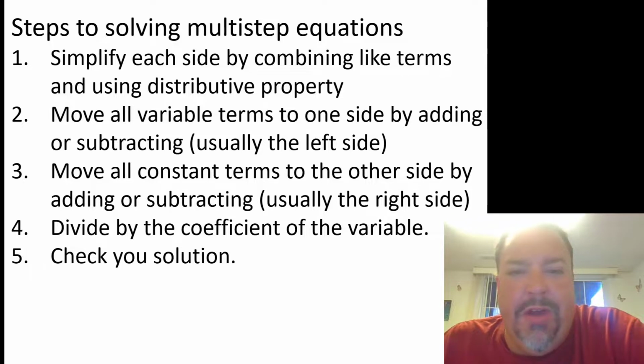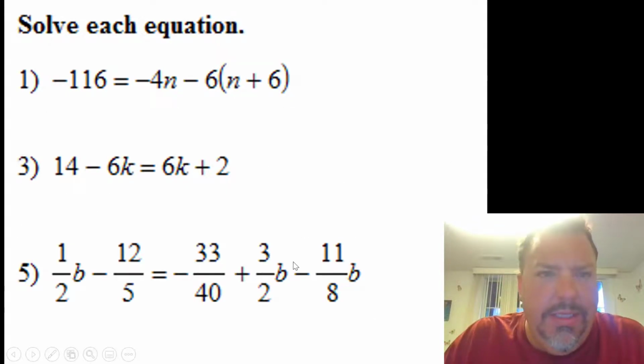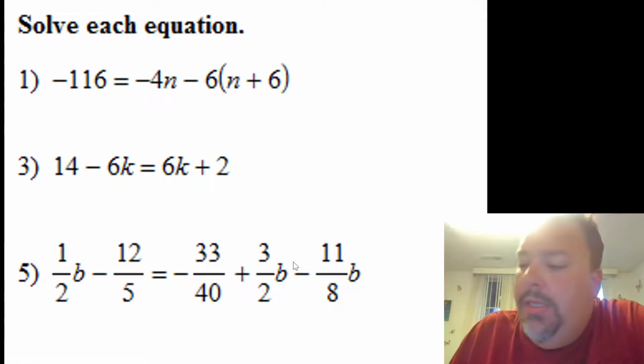Step 3 is to move all the constant terms to the other side by, again, either adding or subtracting. So usually those will end up on the right side. Step 4, we want to divide by the coefficient of the variable. That's the number that's being multiplied in front of the variable. And then we should have our answer. So step 5 is to check our solution. So here's some examples.